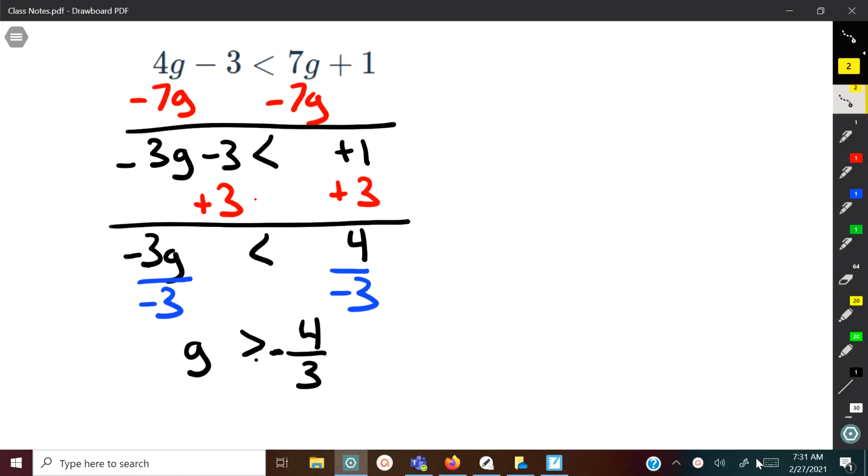So that brings down g here, and that leaves me with 4 over negative 3, which can't be simplified. Make sure you simplify this if you can. If you can't, leave it as negative 4 over 3, and that's my answer.